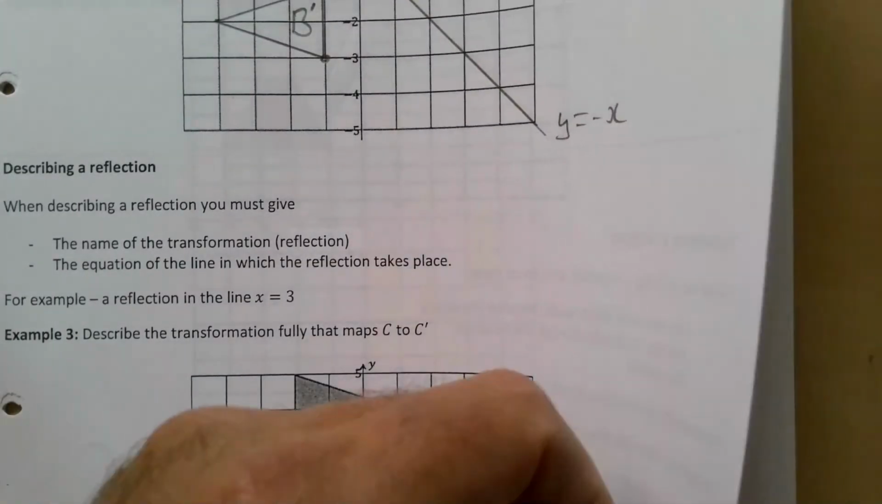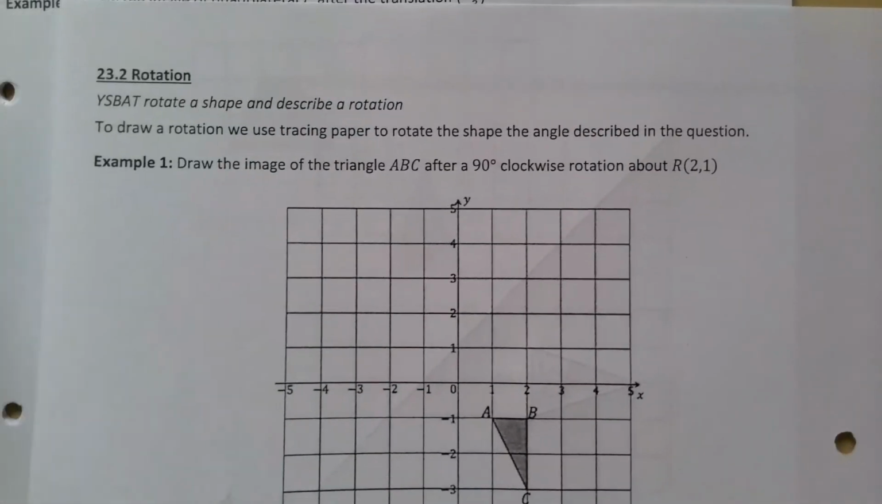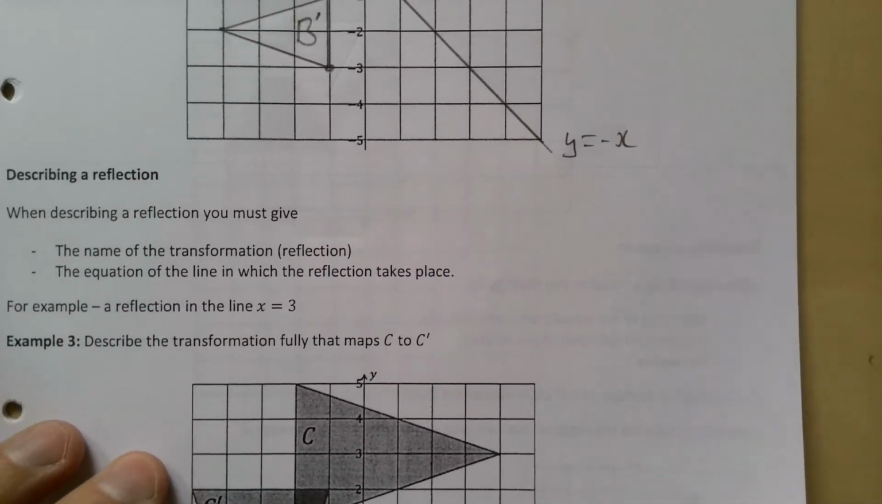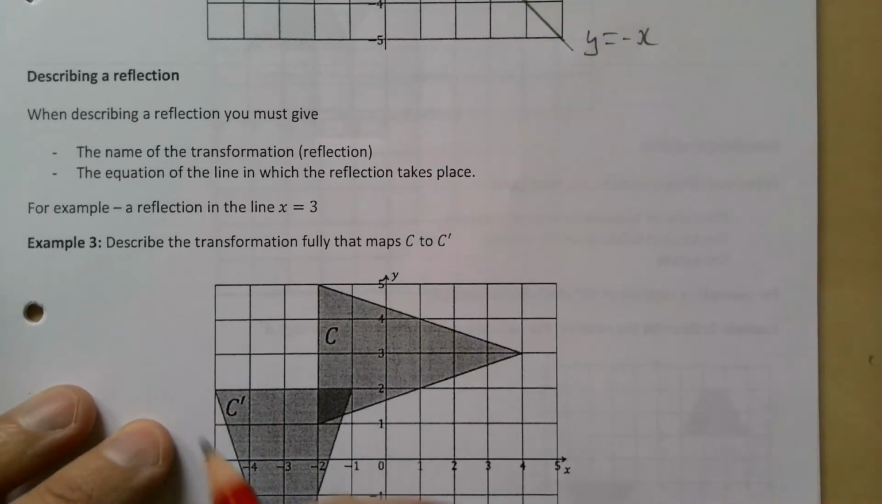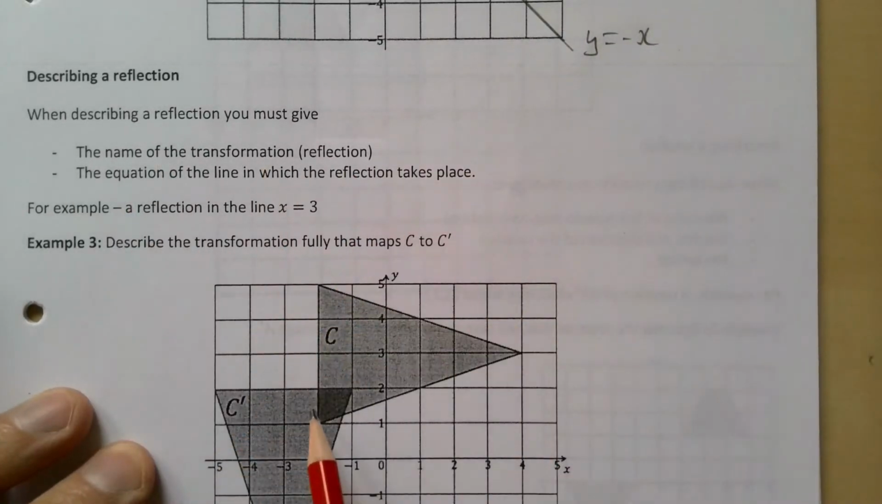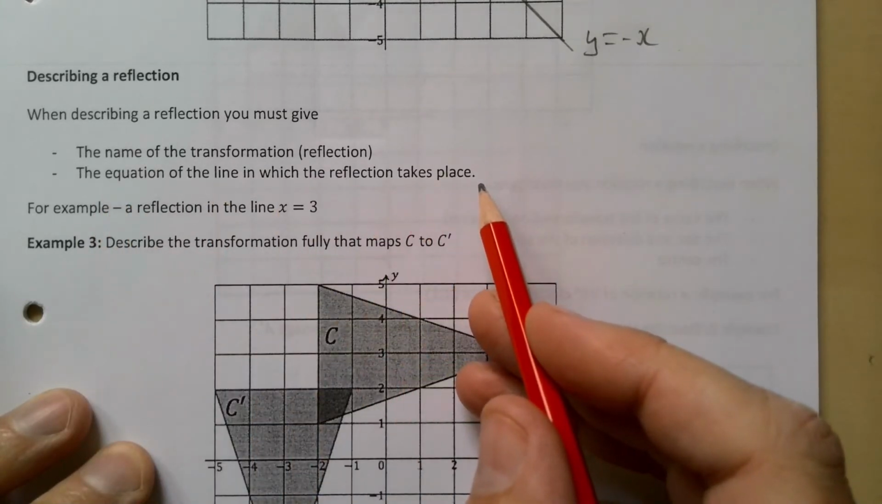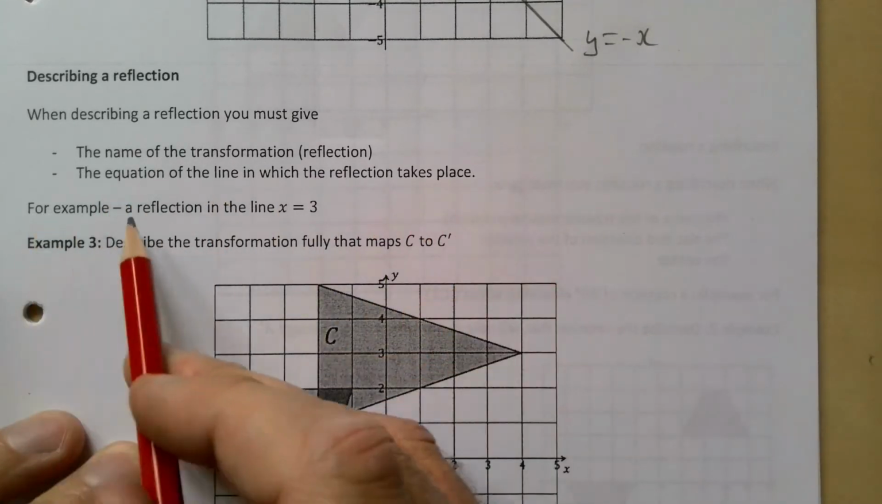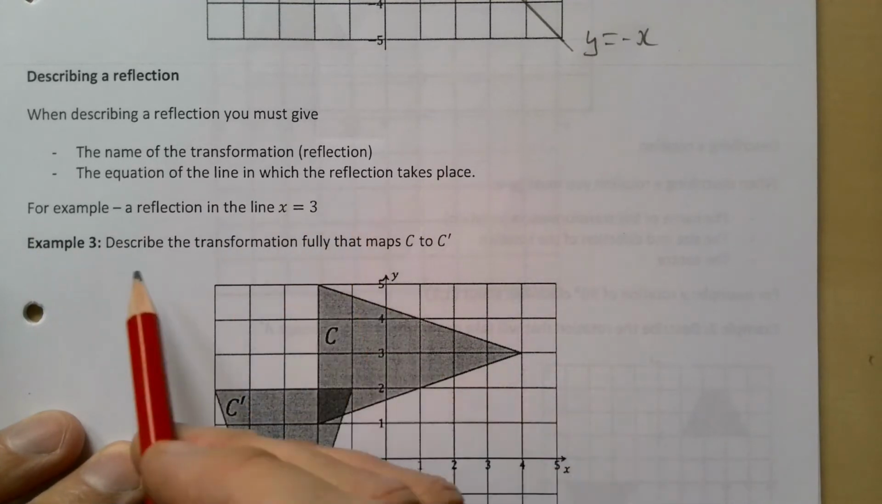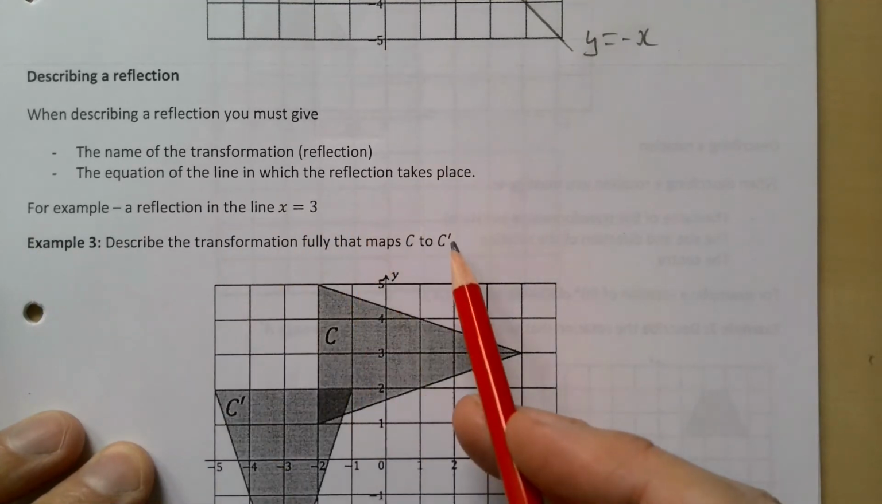Describing a reflection then. Let's see if there's any more to do. This is our last example. So describing a reflection. When describing a reflection, you must give the name of the transformation. So we must say that it's a reflection, and the equation of the line in which the reflection takes place. Example, the reflection of the line x equals 3. Describe the transformation fully that maps C onto C dash.